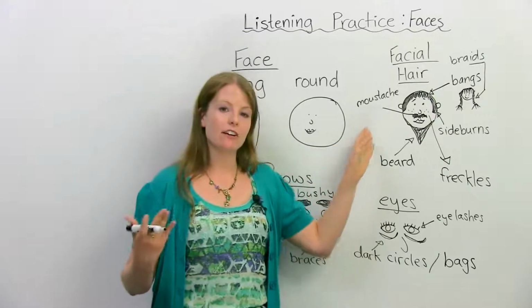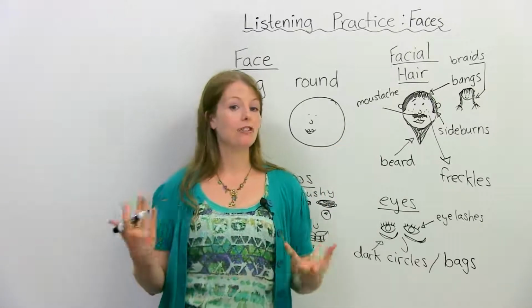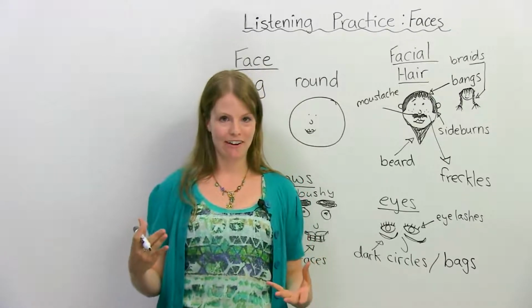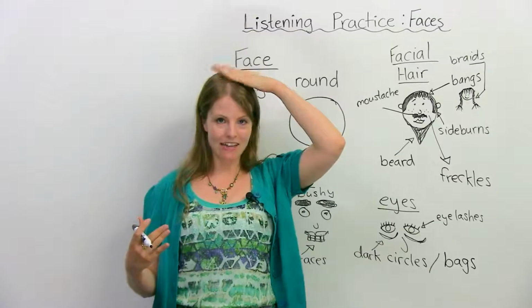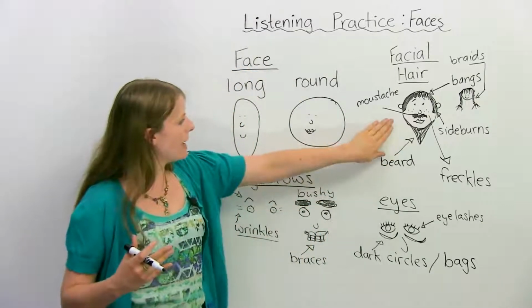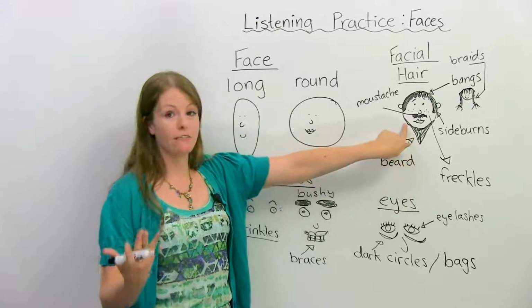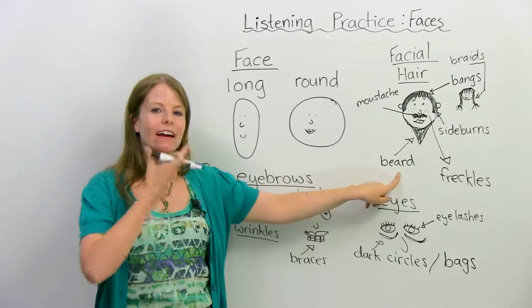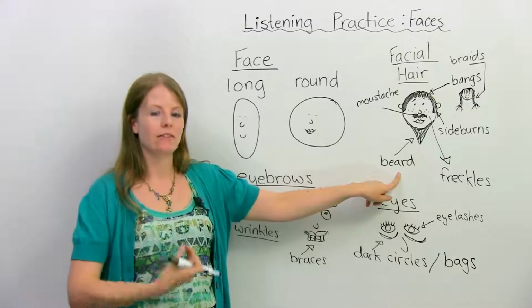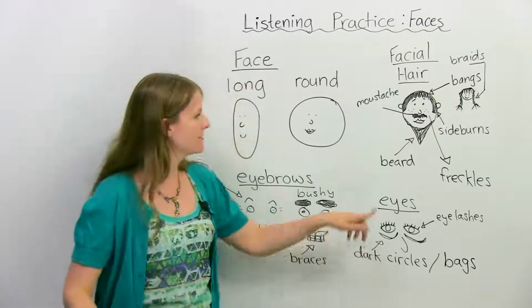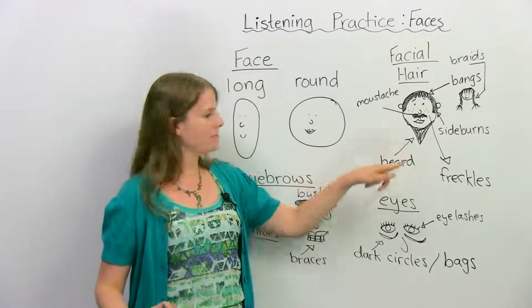The other thing you might hear during this activity is I might be describing facial hair. So when I'm talking about facial hair, I'm not talking about the hair on the head, I'm talking about the hair on the face. So this man has a lot of facial hair. He has a beard, which is hair that comes from your chin down. You might have a short beard or a very long beard. This man has a long beard.